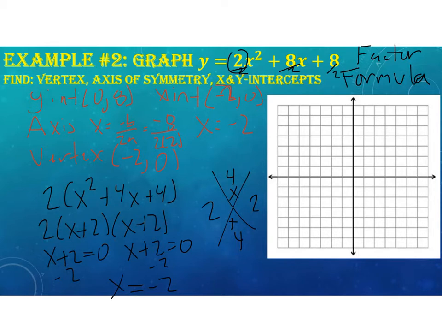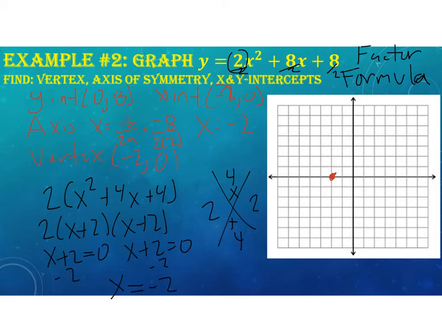Now we need to graph this. You can use your graphing calculator to plot 5 points using the table. Now, this time, my vertex and axis of symmetry are the same point at negative 2, 0. That's the only point I have, so I really need to use the table function to get more points.